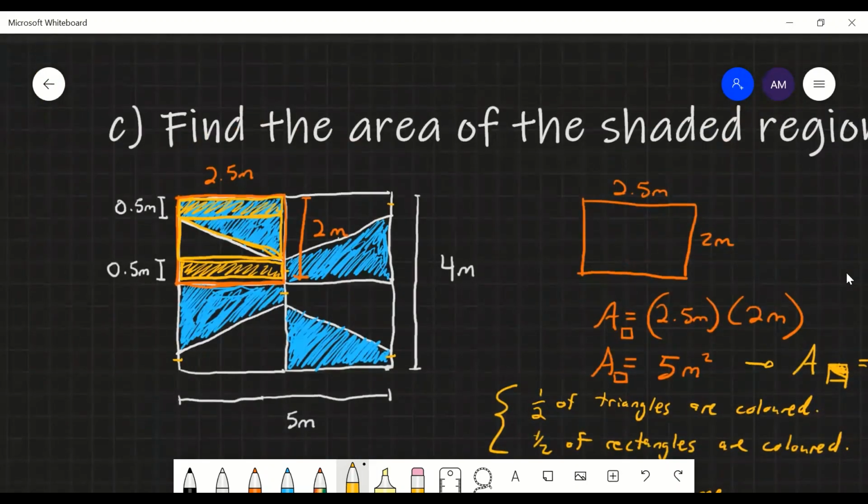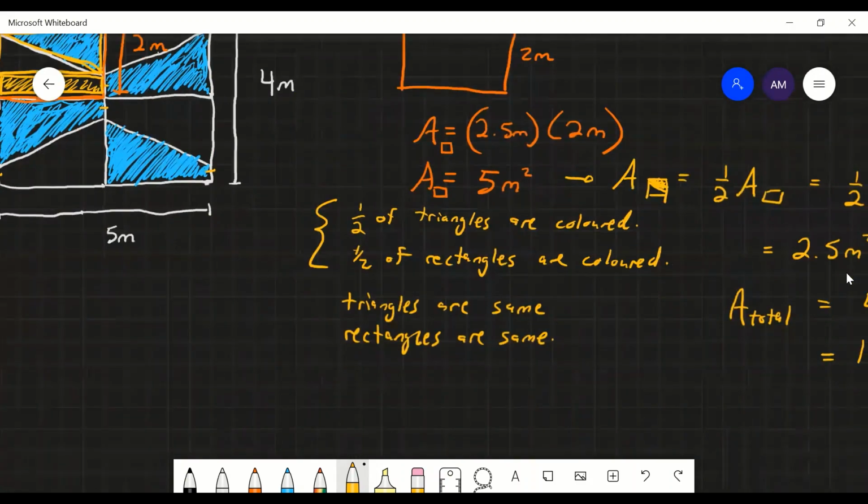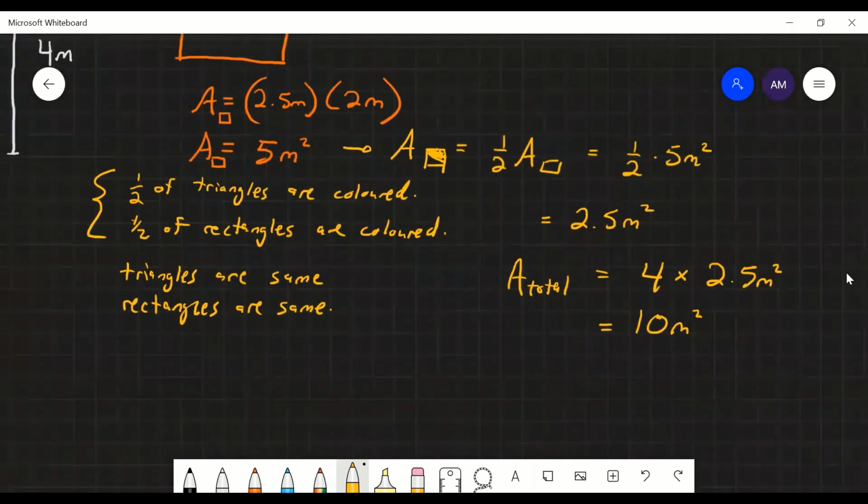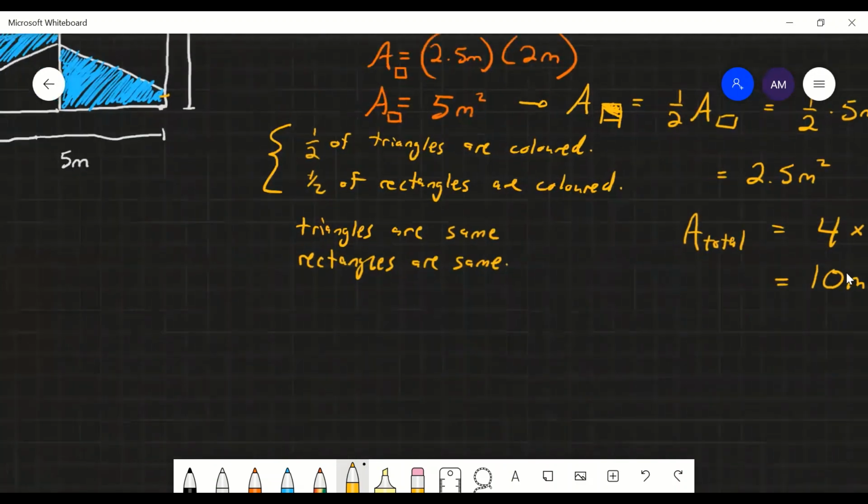So we can save a lot of work if we strategize. Otherwise we would have to calculate the areas of each triangle and each rectangle, and then subtract all the pieces that were not colored in. It could have been a lot of work, but if you're creative with these, you can take a lot less time.